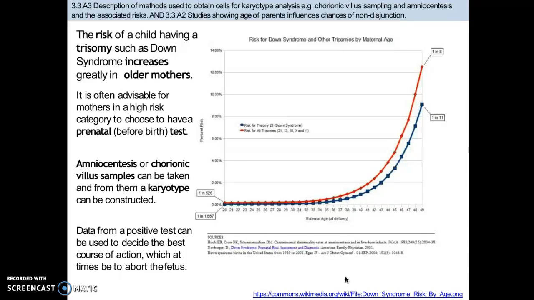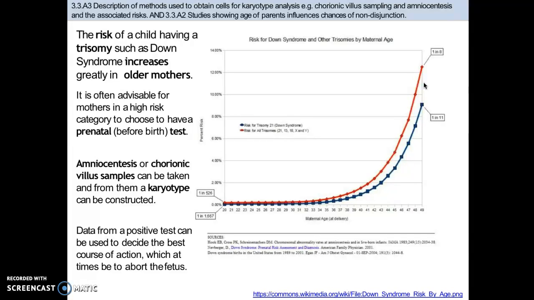So oftentimes it's advisable for mothers in a high-risk category to be chosen to have prenatal testing, which just means before birth. Okay, you can see that blue is risk of trisomy 21 or Down syndrome. Red is risk for all the trisomies, so 21, 13, 18, any X or Y trisomies that could occur.